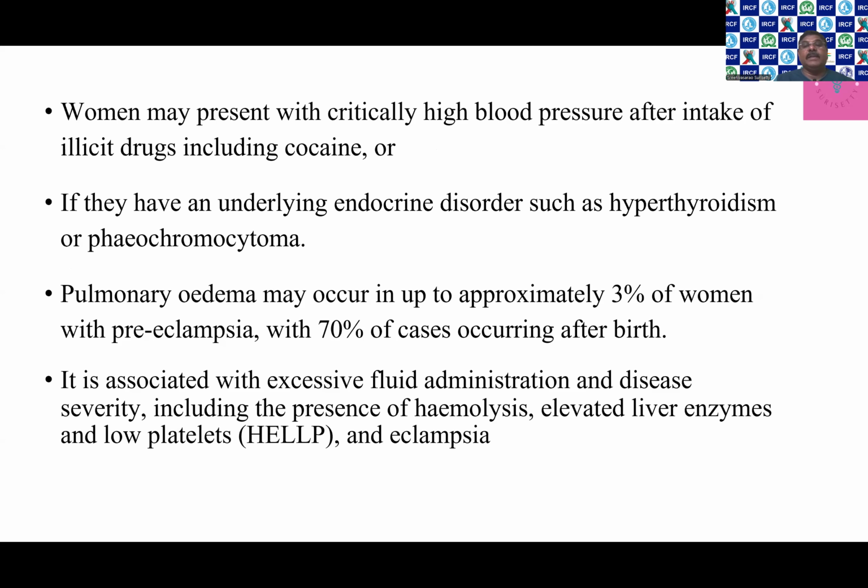Remember, women with critically high blood pressure after using illicit drugs like cocaine, or if they have an underlying endocrine disorder such as hyperthyroidism or pheochromocytoma, hypertension will be present, and then the patient may land in pulmonary edema conditions. So pulmonary edema affects approximately 3% of women with preeclampsia, and 70% of the cases occur after birth. Mainly the reason may be autotransfusion. It is also associated with HELLP syndrome, that is hemolysis, elevated liver enzymes and low platelet count, and eclampsia. In these conditions also, acute pulmonary edema with hypertension occurs.